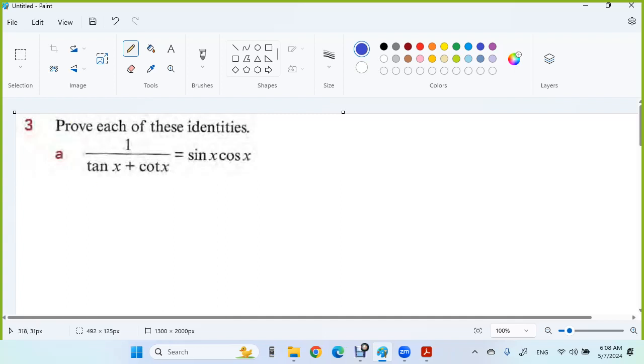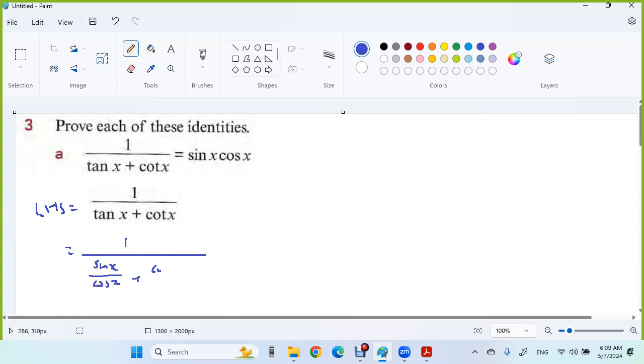Prove each of these identities. So this is the left hand side. Then we know that tangent is sine per cos, and then the cotangent is cos per sine. Okay, so we have 1 over sine x over cos x, cos x over sine x.